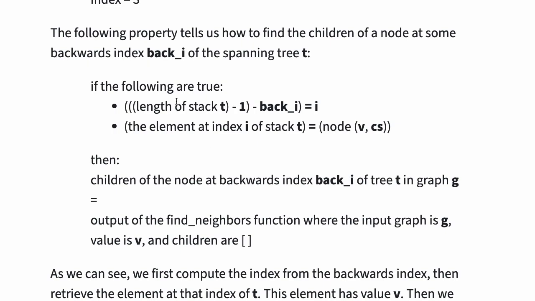As we can see, we first compute the index from the backwards index, then retrieve the element at that index of T. This element has value V. Then we search G for the neighbors of V. Later, we will see why we use the backwards index rather than the regular index.